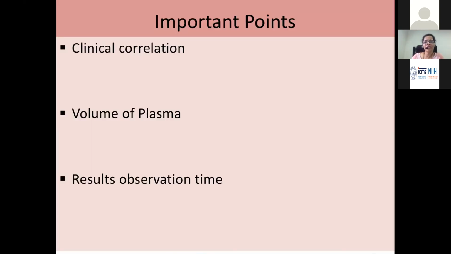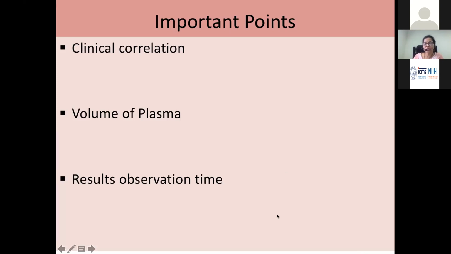Now, the important point you have to keep in mind is clinical correlation, which is, of course, needed even when you do a factor VIII assay. You have to take the detail as to whether the patient has been transfused, so that you do not give a misdiagnosis. The volume of plasma you add to these strips is extremely important, because you should not be adding more plasma. Your pipette should be well calibrated.